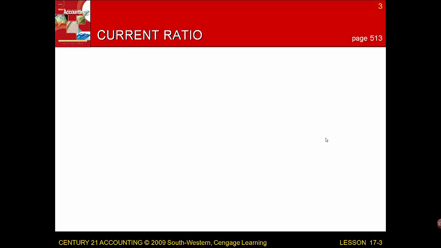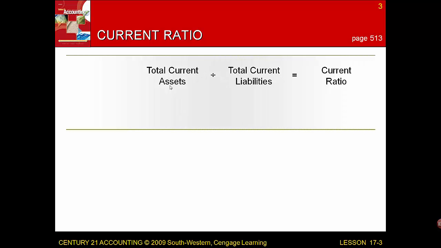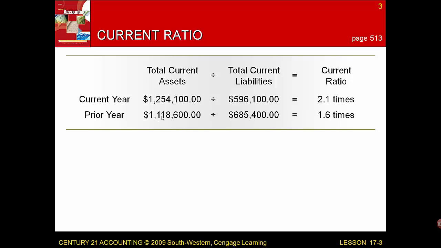Industry experience shows that a current ratio can be too high. If a current ratio is 3.0 times or higher, the business may have more capital invested in the assets than is needed to run the business. So again, our desirable goal is going to be 2-to-1. So how do we do that? Okay, current year. We can see our current year when we divide is going to be 2-to-1. Prior year we have 1.6.